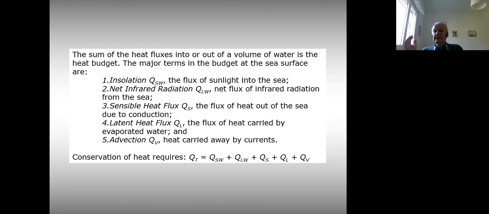However, between different parts of the ocean, there is a heat loss or heat gain depending on whether insolation is stronger or weaker than infrared radiation, sensible heat, and latent heat, some of these two, three, and four, or whether insolation is stronger than these two, three, and four.